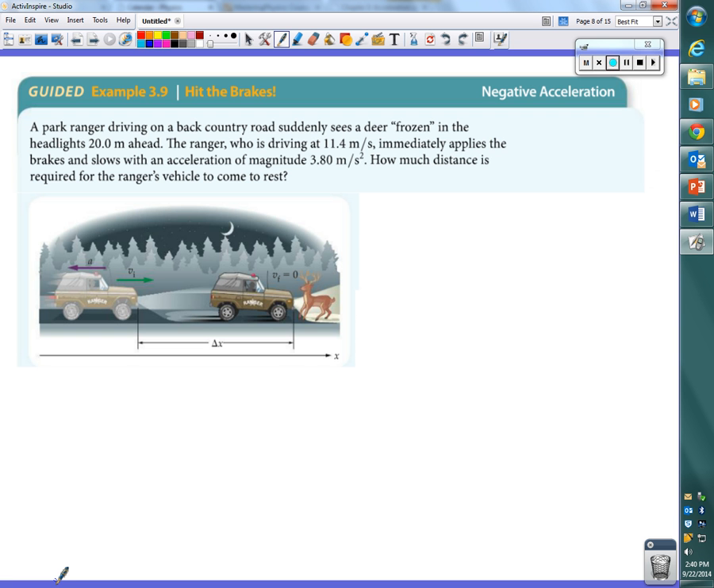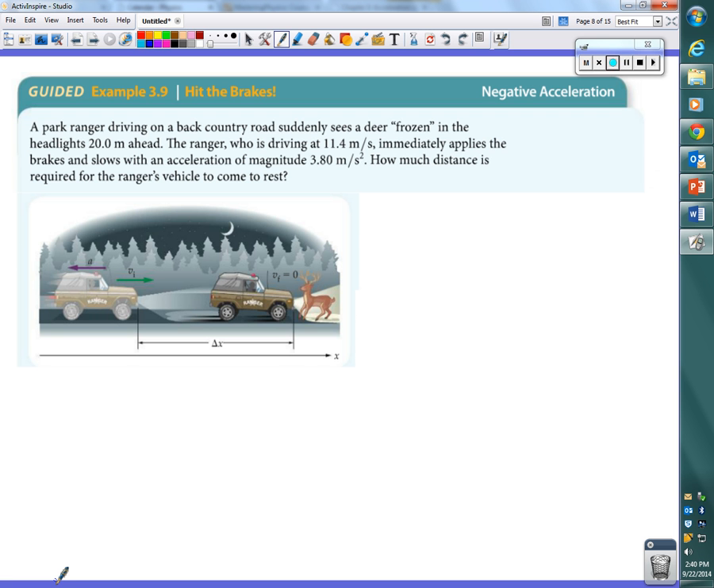The ranger, who is driving at 11.4 meters per second, immediately applies the brakes and slows with an acceleration of magnitude 3.80 meters per second squared. How much distance is required for the ranger's vehicle to come to rest?